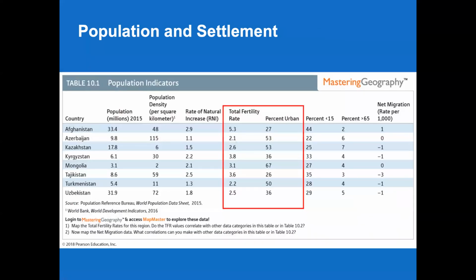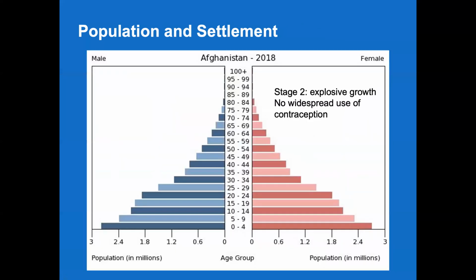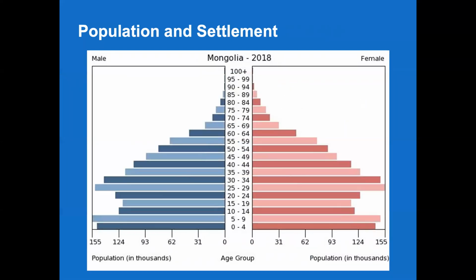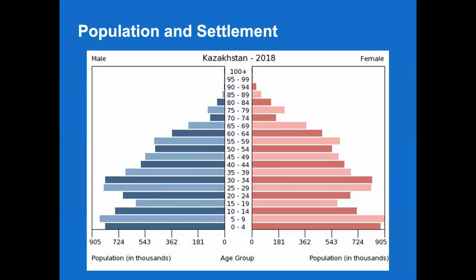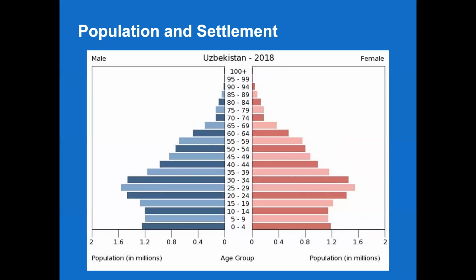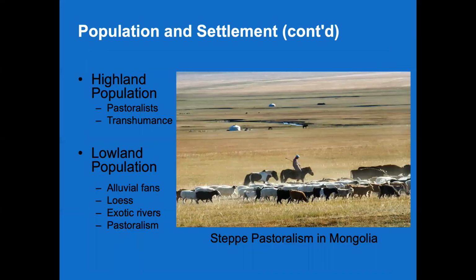Fertility rates are relatively high, comparatively speaking. However, they are dropping almost like everywhere else on Earth. And here's some of the population: Afghanistan, Mongolia, Kazakhstan, and Uzbekistan.